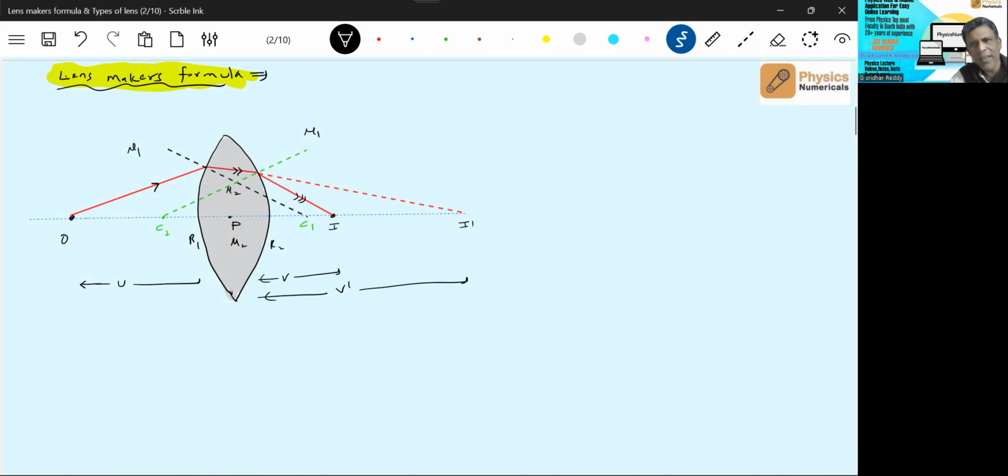Okay, let's apply the refraction at spherical surface. So first at surface 1. So this is surface 1, surface 2. At 1 we will apply it. And anything directed towards the right will be positive because the incident ray is moving in the direction where the refracted ray is present in the denser medium. So what is the formula? mu2 by PI dash minus mu1 by PO equals mu2 minus mu1 by PC1.